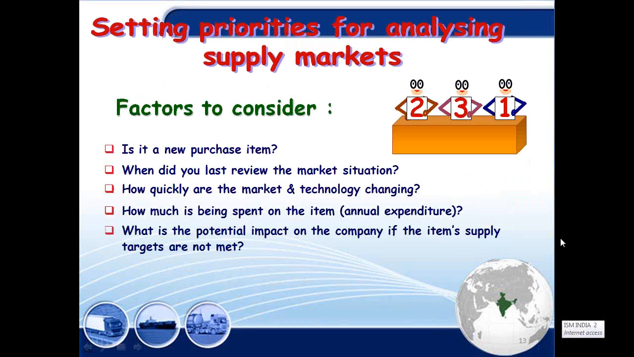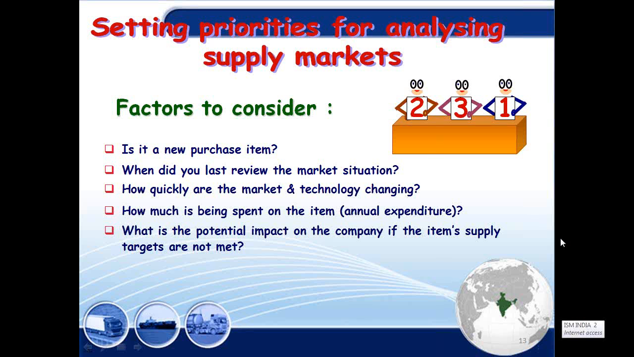Now next comes setting priorities for analyzing the supply market. Now the priorities could be 1, 2, 3. You want to set up the priority. The factors you need to consider: is it the first time you're buying? Is it a new item? When did you last review the market situation? You might have done it a year back. The market might have changed. So you want to go through that.